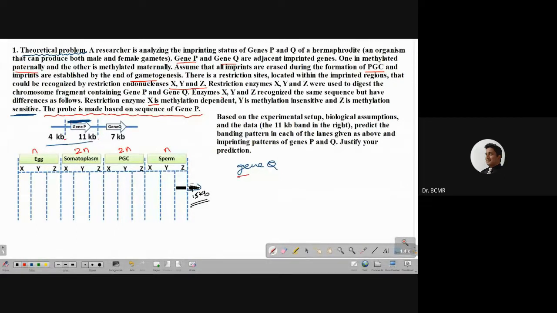Okay, what can you tell about gene Q? Is this maternally imprinted? Yes, it will be maternally imprinted. How do we say that? We have gene P, and these are the restriction sites. We are getting a 15 kb fragment. That means this region is not methylated because we are talking about Z, which will cleave only if that region is unmethylated. So gene Q is maternally imprinted. That much we can clearly say. And from there, you can work out the rest of it. Can you do that?